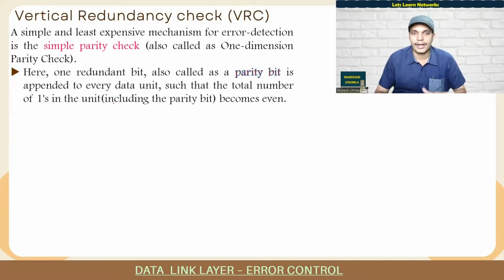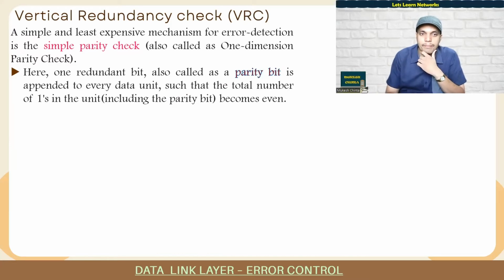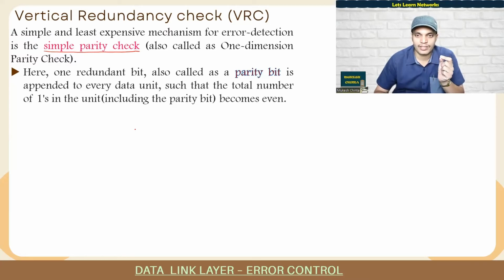A simple and least expensive mechanism for error detection is the simple parity check, also called 1D parity check. So VRC is also called simple parity check. Let me tell you, if you can count the number of ones and if you can tell whether the number is even or odd, that's it. That is just sufficient for performing the VRC.